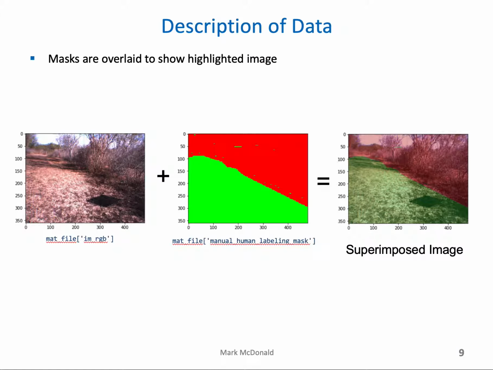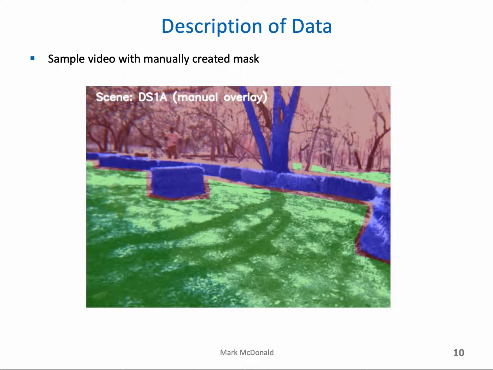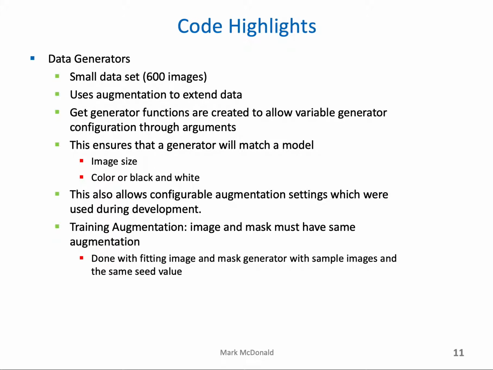What we do is we will overlay the mask onto the image to create a superimposed image. After we create a model, we'll use the test data to create a mask from our model and overlay that onto the image. The script will create a short video with the manual overlay. I'll show a demonstration in a moment.